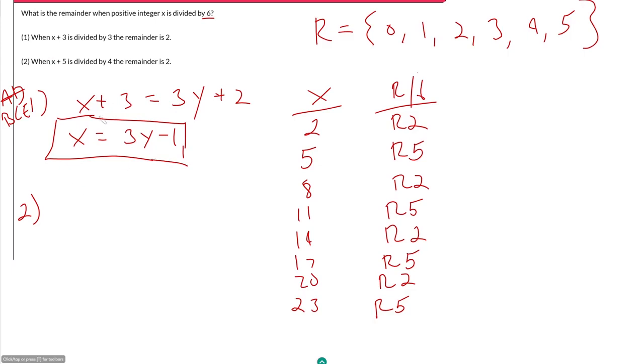What about our second statement? So this says when x plus 5 is divided by 4, the remainder is 2. And so here we're saying not x, but x plus 5 is equal to 4, and we have a different quotient here. We don't necessarily know they have the same quotient.